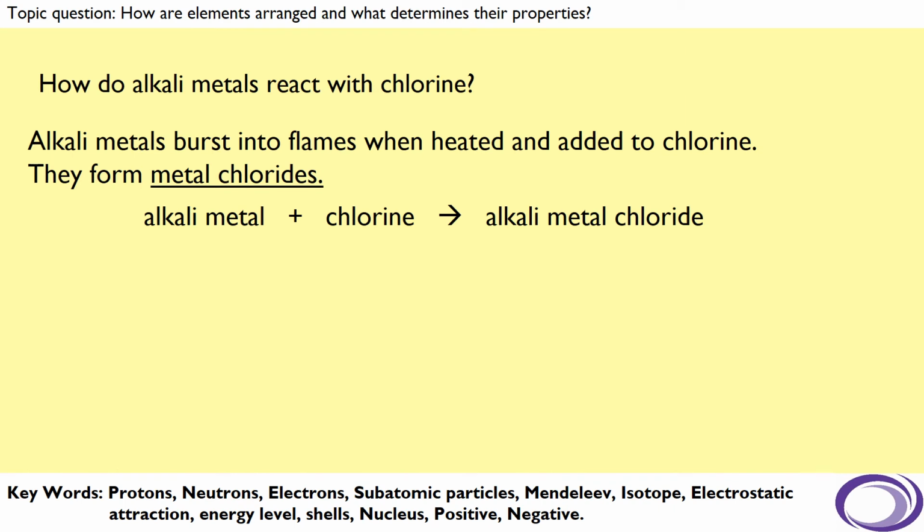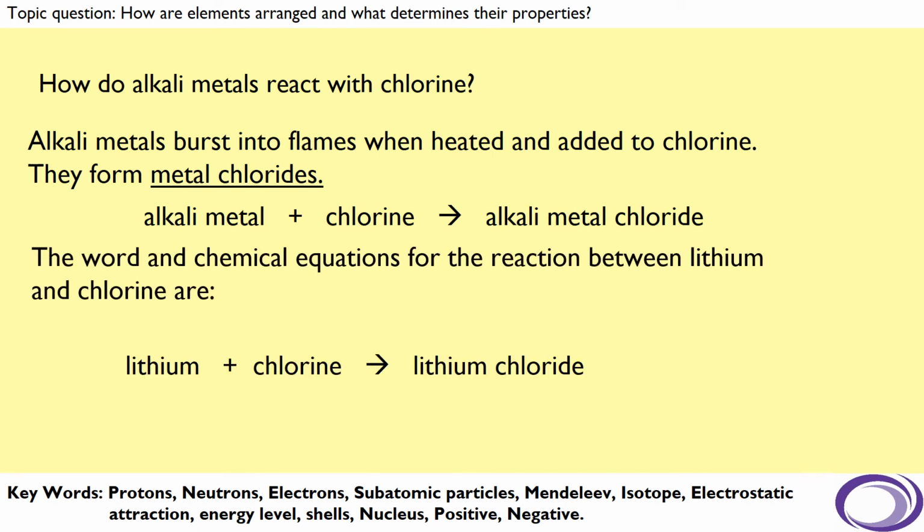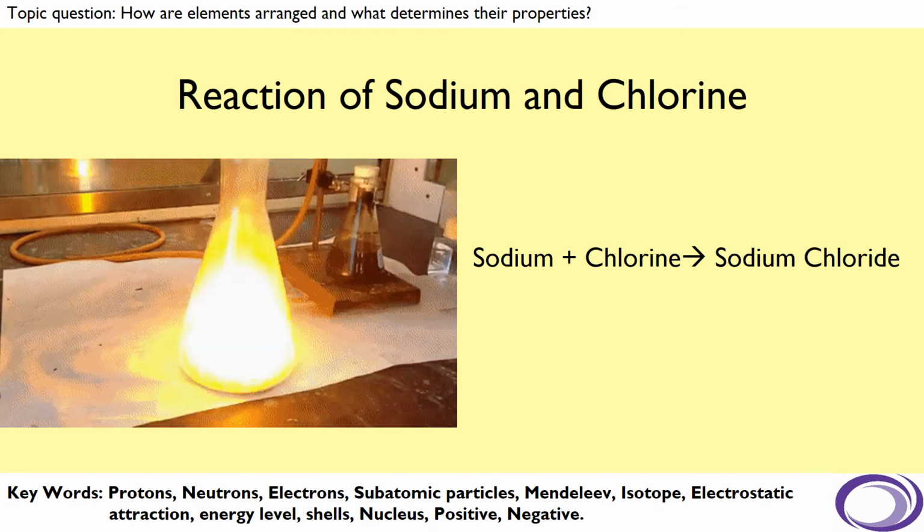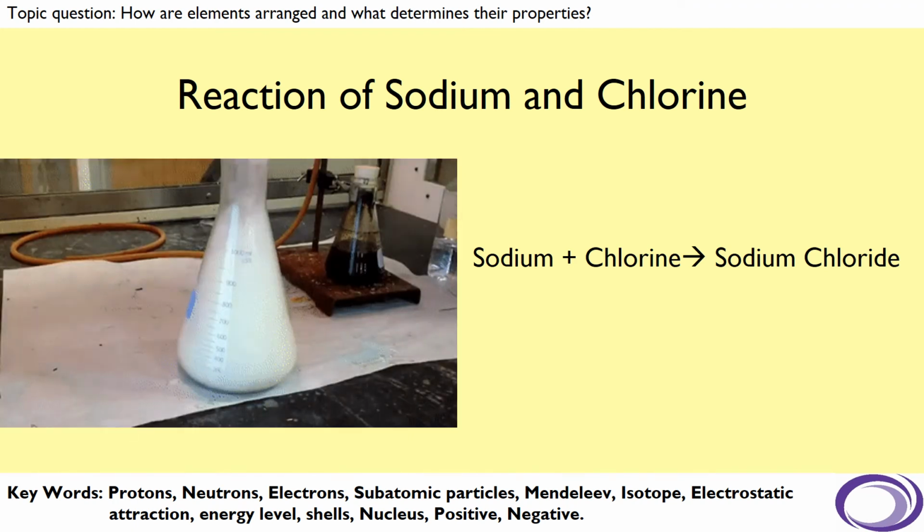Alkali metals also react with chlorine. The alkali metals will burst into flames when they are heated and then added to chlorine, and they will form metal chlorides. So I'm going to show you the reaction of sodium with chlorine. So as you can see here, quite a bright flame when you place heated sodium into chlorine gas, and the flame is yellow, and that is characteristic for sodium. So if you are asked, you would see a yellow flame.